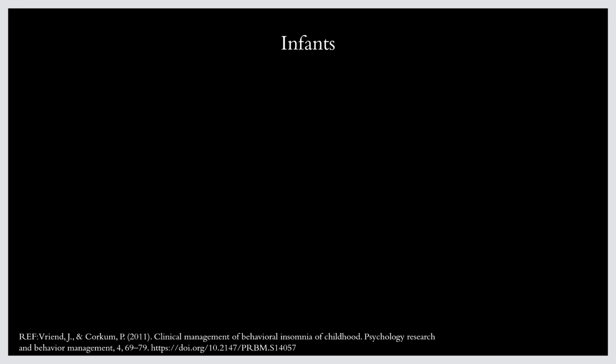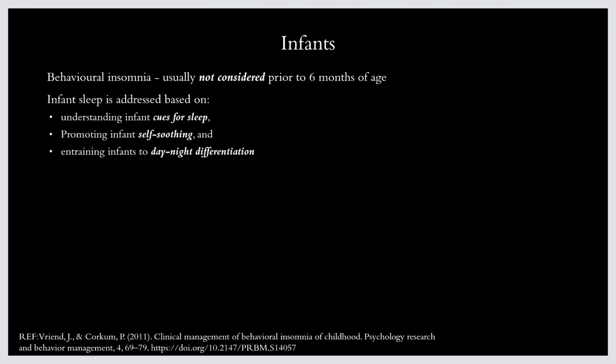In infants, the methods which have been described before are usually for behavioral insomnia. They are not able to sleep alone, and this happens only after the age of 6 months. It is very unusual in those less than 6 months. By 6 months of age, if the child is not able to have consolidated sleep, then it is a problem. Infant sleep is addressed based on the cues for sleep, the self-soothing techniques which need to be encouraged, and day and night differentiation for infants.